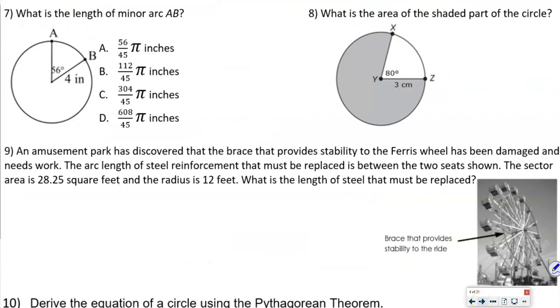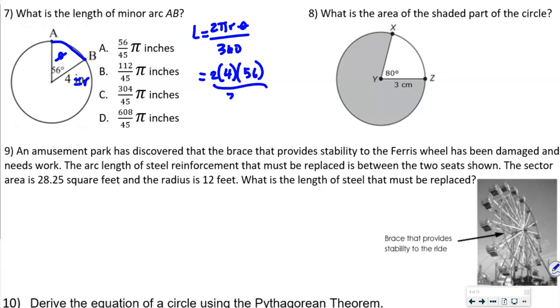So number 7 says, what's the length of minor arc AB? Okay, so here again, it's asking us for this arc right here, and it's an arc length, so L equals 2 pi r theta over 360. There's our r, and there's our theta. So we're going to do 2 times our 4 times our 56 divided by 360. And remember, that pi is still on there, right? So when I did this one, I got 56 over 45 pi.